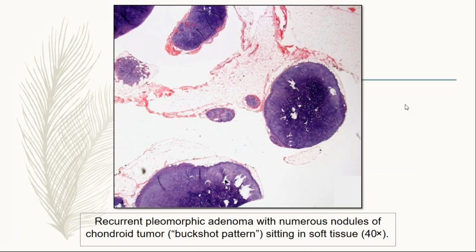So this is a recurrent pleomorphic adenoma. This is called the buckshot pattern. Generally, if there is incomplete excision of the pleomorphic adenoma, it can recur. At the time of recurrence, they mainly show chondroid tumors. This is chondroid, this is cartilage, arranged in balls. This is called the buckshot pattern.